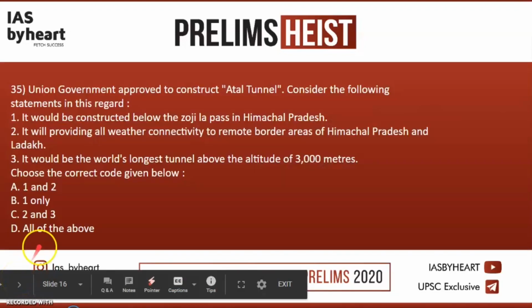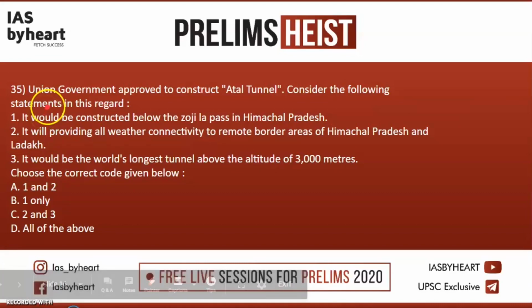Our next question would be: Union government approved to construct Atal tunnel. Consider the following statements in this regard. First one, it would be constructed below the Zojila Pass in Himachal Pradesh. Second one, it will provide all-weather connectivity to remote border areas of Himachal Pradesh and Ladakh. Third one, it would be the world's longest tunnel above the altitude of 3000 meters. Here we have to choose the right answer.